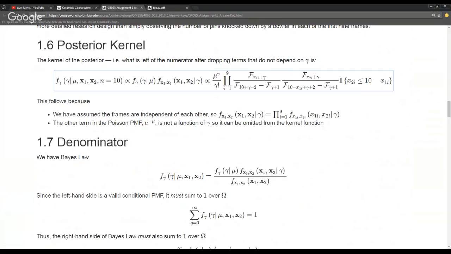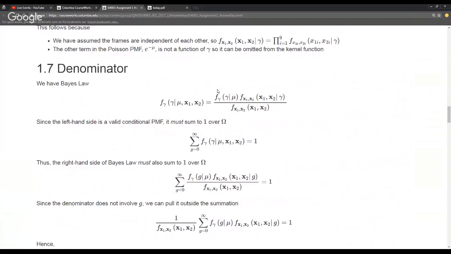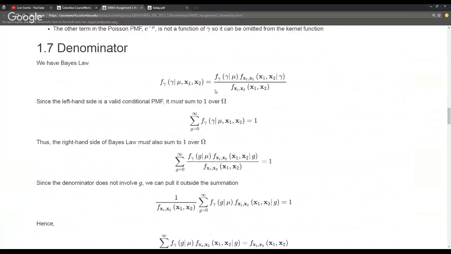Okay. So there are even more questions about the denominator. So I wanted to go through this one in a little bit more detail. You didn't have to put this much detail on your answers. But we start with Bayes' law.